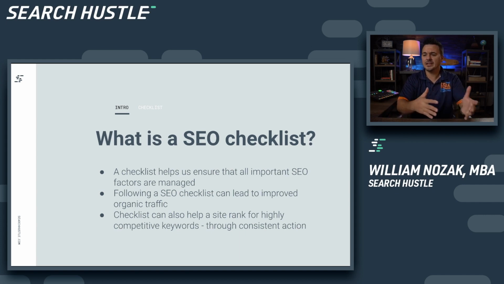It's an 80-20 rule. You can't get it perfect the first time, and you certainly can't get it perfect without marking it up against Google Search Console and the competitors. How's it doing in Google? We need this feedback. Checklists can also help a site rank for highly competitive keywords through consistent action.